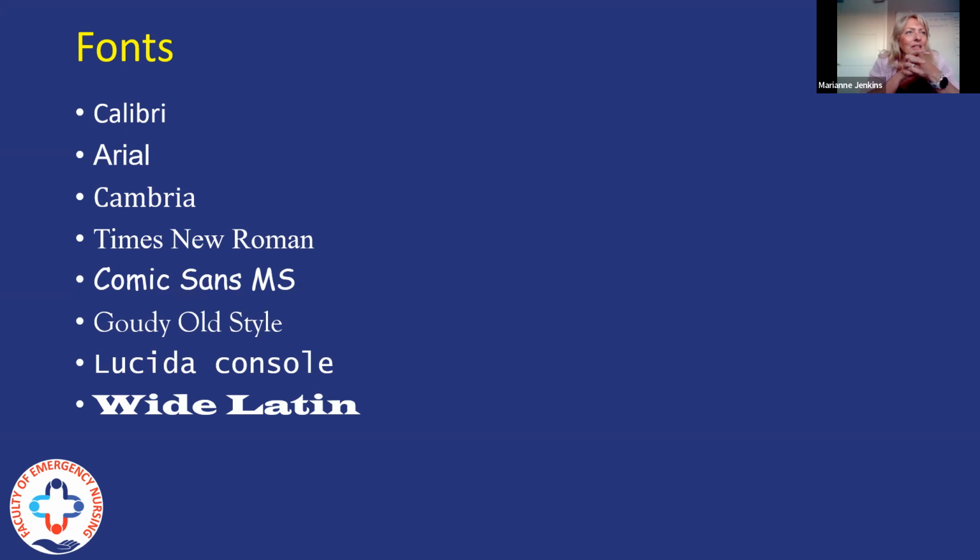So the Calibri or the Arial I quite like. I tend to use that font for most of mine. Times New Roman is just painful on the eyes, I think. But you do need to remember it's got to be a consistent font all the way through. And it should be one of the more professional ones, shall we say.